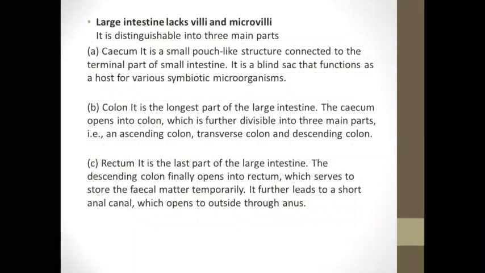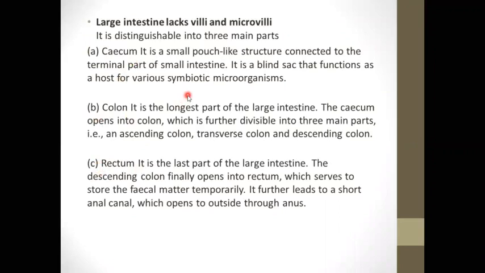And coming on to the large intestine, we see that the small intestine is capable of the process of absorption, whereas the large intestine is not capable of this process. Why is it so? Because they lack the villi and the microvilli. And the large intestine is divided into three main parts: the cecum, the colon, and the rectum.